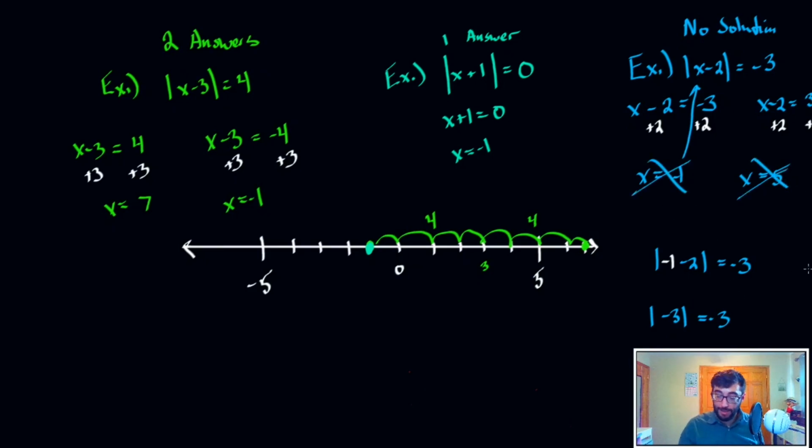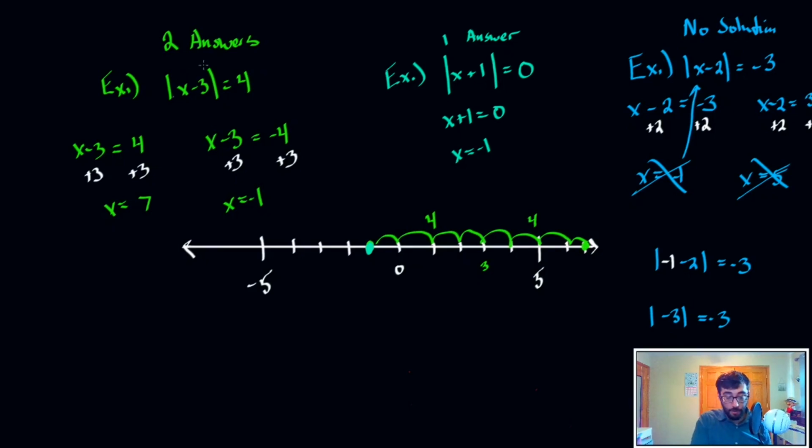You would get the exact same case with 5. If you plugged in 5, you would once again get 3 equals -3, which is not true, which is why there is no solution. And you should always be double checking your answers. I'm not going to for pretty much all the examples in this video, just for time purposes.